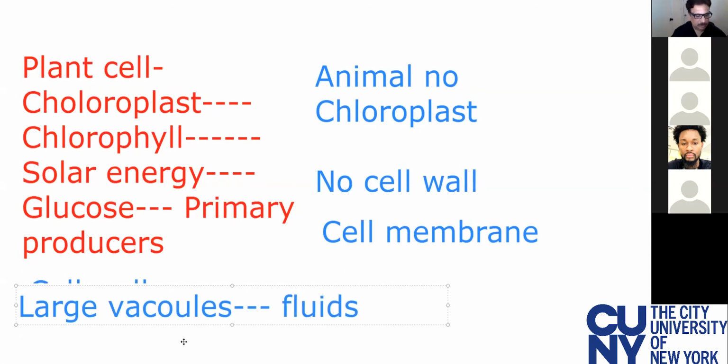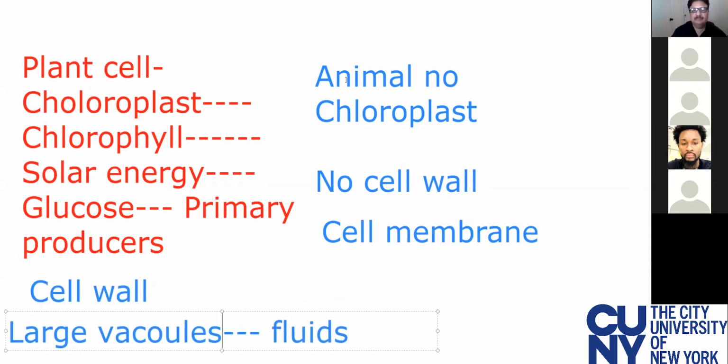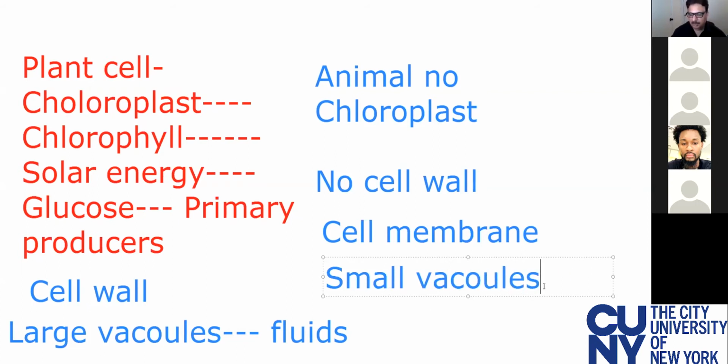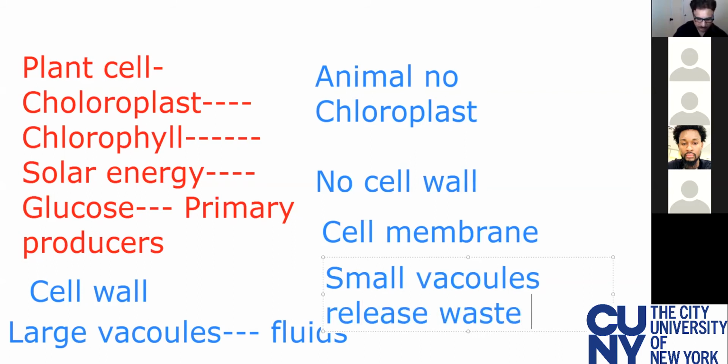In contrast, human cells or eukaryotic cells have very small vacuoles. And these small vacuoles in eukaryotes are mainly used to release waste materials. These are the major differences. There could be more, but I don't want to go into the details.